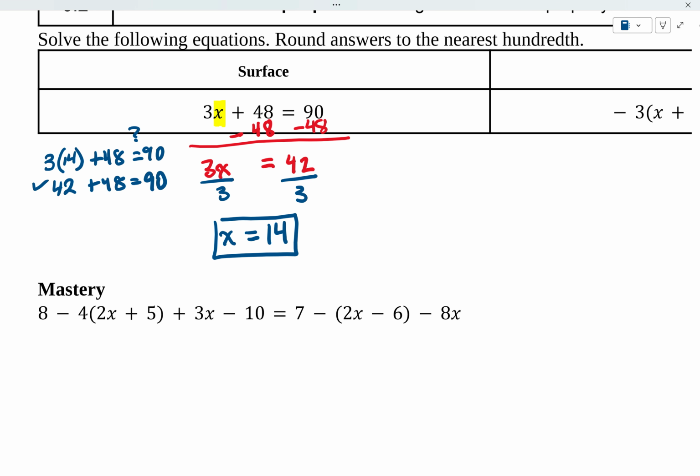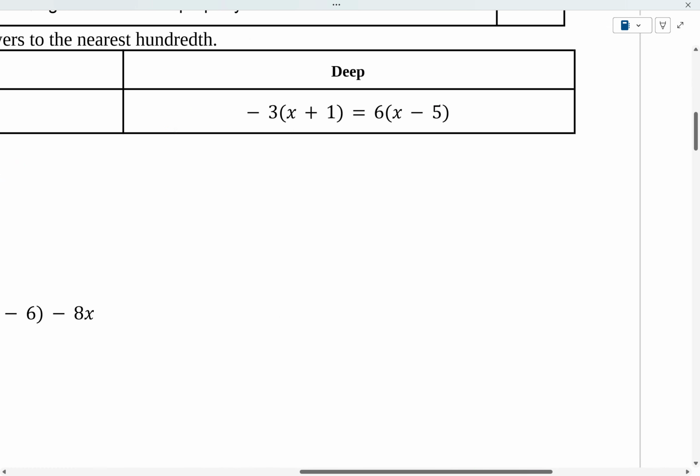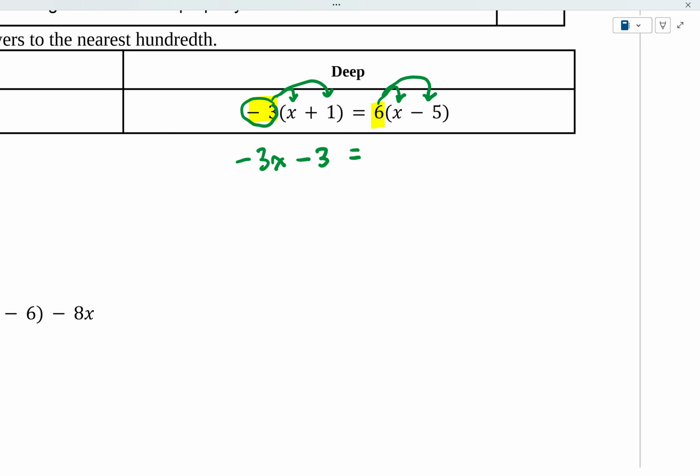All right, let's move on to the deep level question. There are two things happening here on each side. It's called the distributive property. So what we want to do is make sure that we're distributing -3 in this case to both terms. That gives you -3x, and -3 times +1 is -3. On the right side, we've got 6 times x and 6 times -5, giving you 6x and -30.